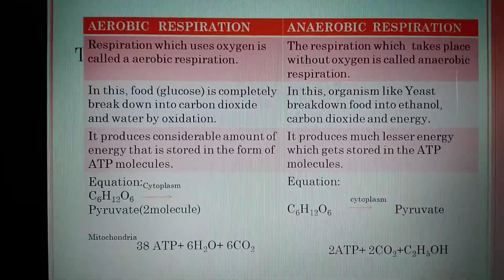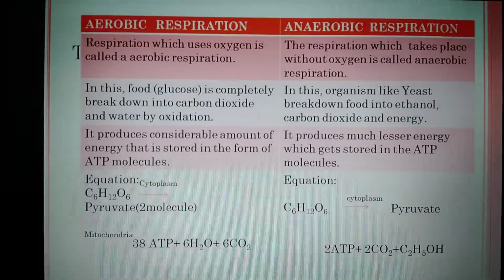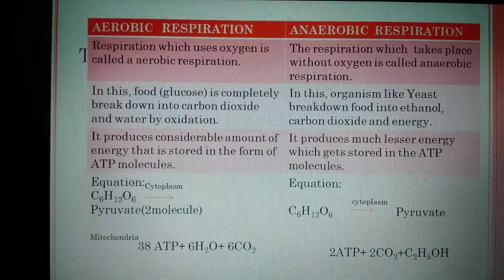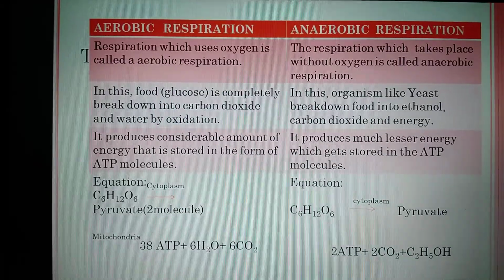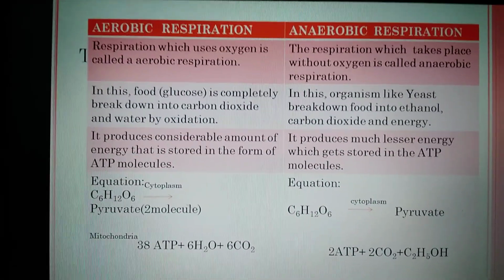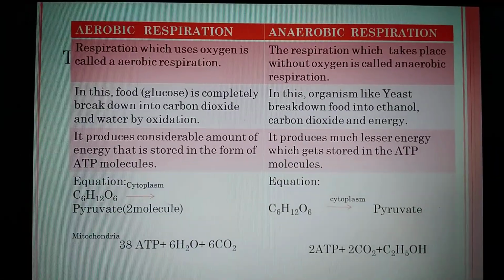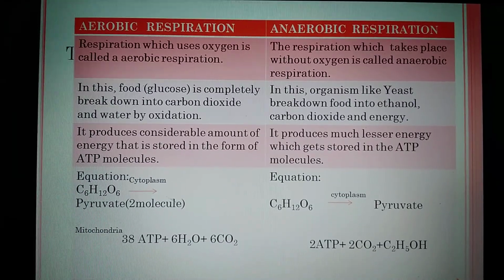With this, we finish off respiration. In the next video, we are going to start with transportation. Hope you have understood all the concepts behind respiration and breathing.